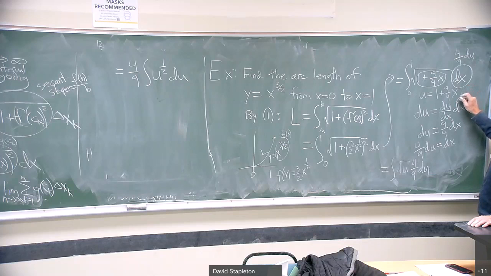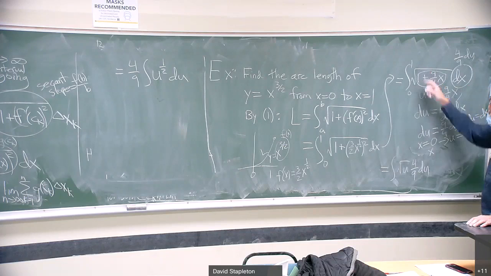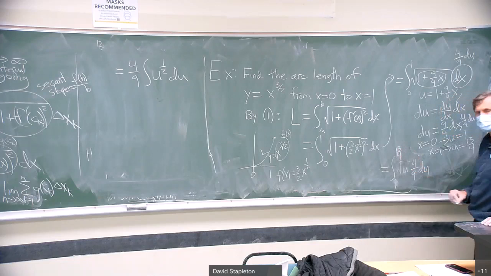You make this substitution. You just say, well, when x equals the bottom endpoint here, 0, what is u? u is equal to 1 plus 9/4 times 0, which is equal to 1. Similarly, when x equals the top endpoint here, 1, u is equal to what? 1 plus 9/4 times 1 is 13/4. So this integral will go from 1 to 13/4, and then I'll never have to put x back in. Alright? So let's do that.